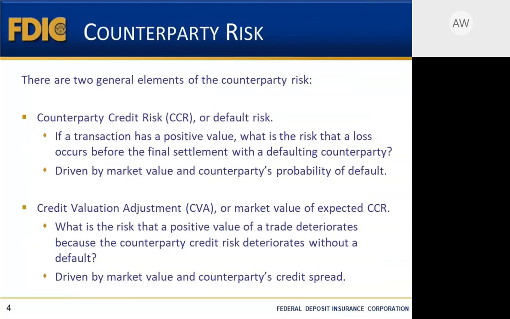The second type is credit valuation adjustment, or CVA, or market value of expected CCR. It's actually convenient to think about CVA and CCR in the context of what's being measured here, and we like to use this shorthand of referencing CVA as ultimately pricing of the CCR. CVA is asking the question, what is the risk that a positive value of a trade deteriorates because the counterparty credit risk deteriorates without a default? CVA is driven by market value and the counterparty's credit spread.